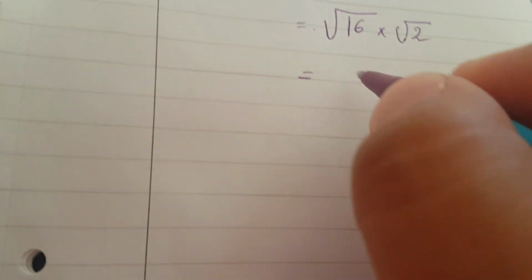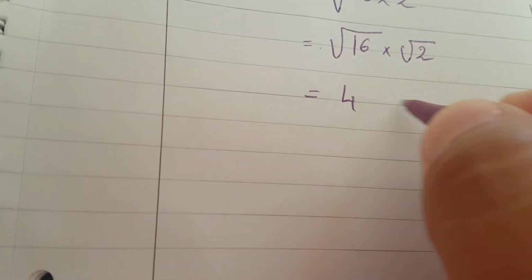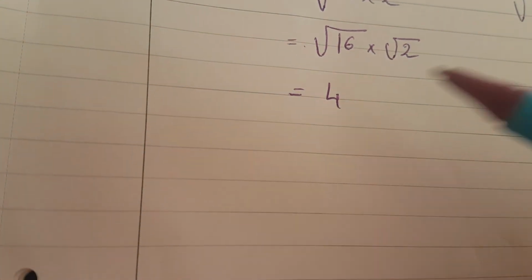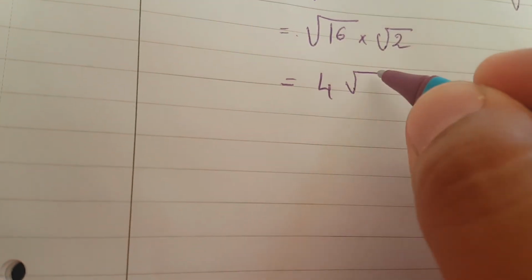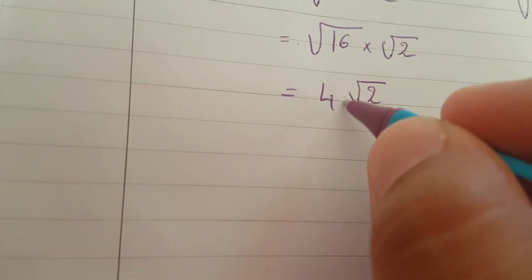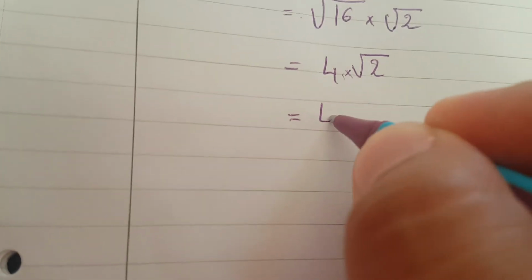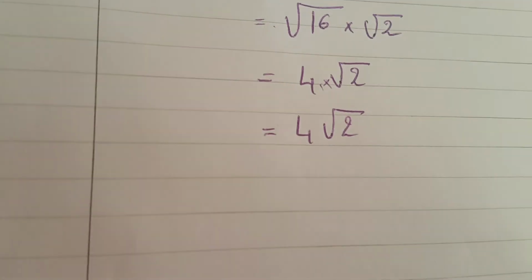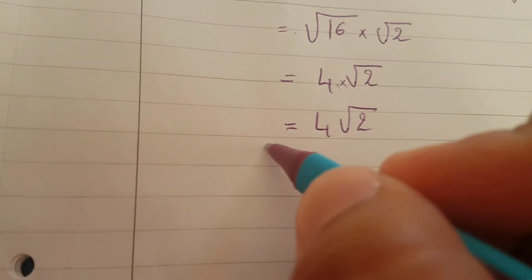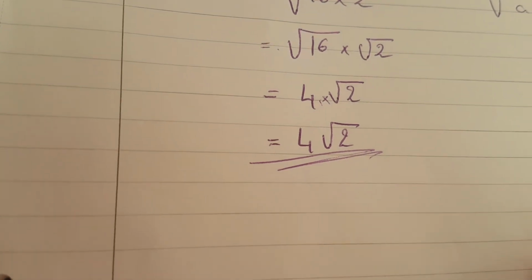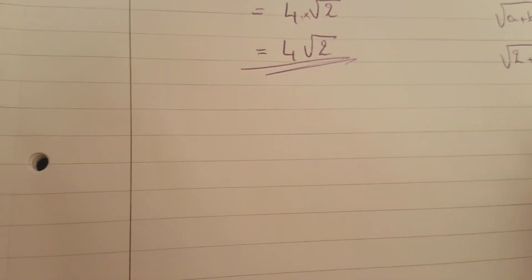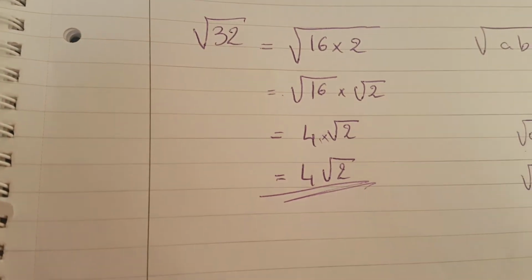Okay, we know what the square root of 16 is. Square root of 16 is 4. And what is the square root of 2? We cannot simplify it, so we leave it as square root of 2. We don't write times square root of 2. You can do it here and then write equals 4 square root of 2. Can we still simplify it? No, it's simplified fully, so that's the final answer. That is the easiest it can go.